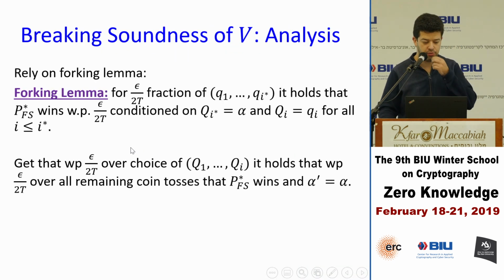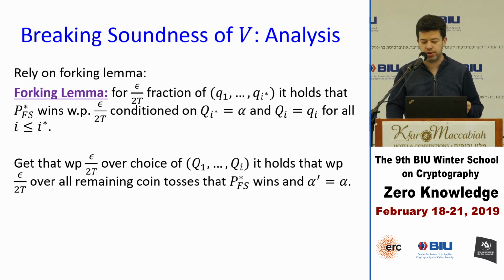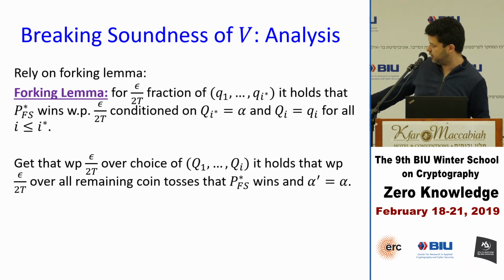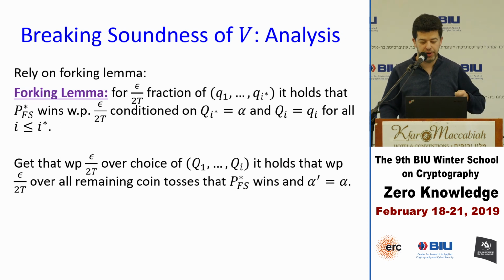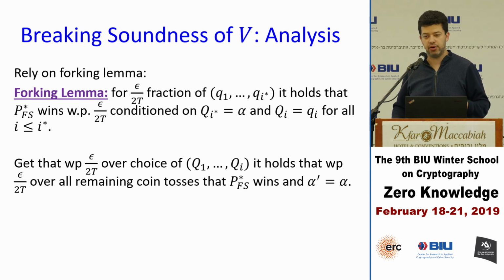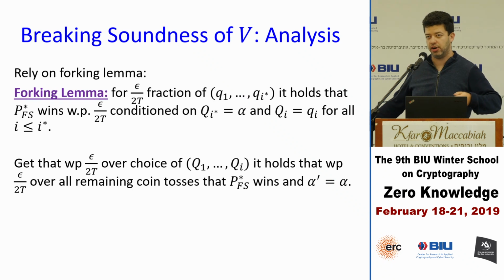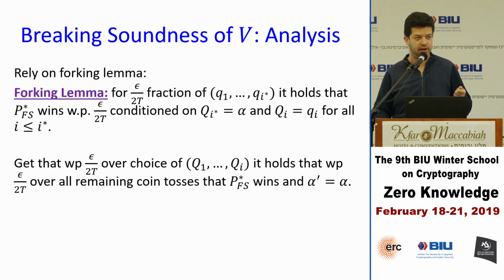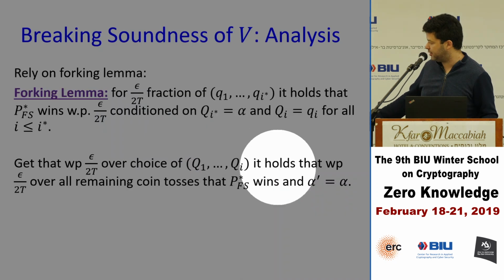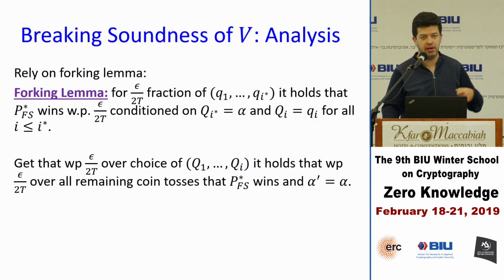So, stating it more precisely, with probability epsilon over 2t over the choices of q1 up to qi star, sorry, this should be i star over here. The forking lemma tells us that with another probability epsilon over 2t over the remaining coin tosses, the Fiat-Shamir prover is going to win, meaning make the verifier accept, and it's going to do that with the message. We had this condition that qi star is equal to alpha. So the alpha prime that it's going to generate is equal to the same alpha that we have.